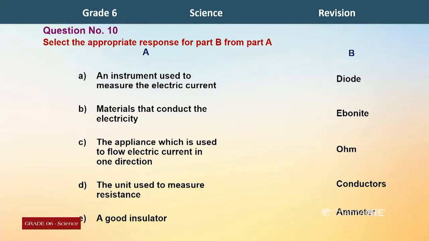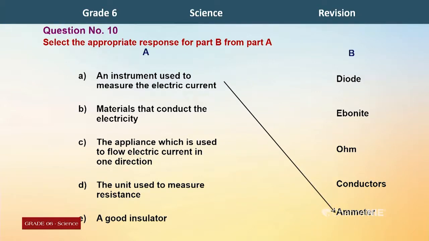Question number 10. Select the appropriate response for part B from part A. You have to match the answers. An instrument used to measure the electric current. You already know the answer. What is the instrument used to measure the electric current? That is ammeter. The answer is ammeter.